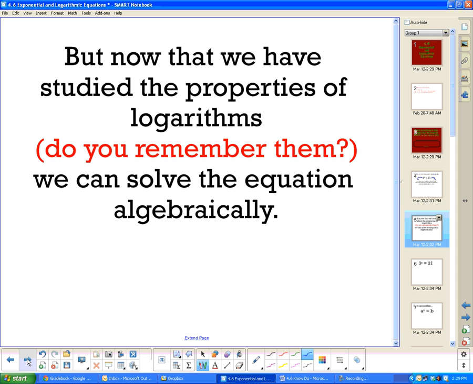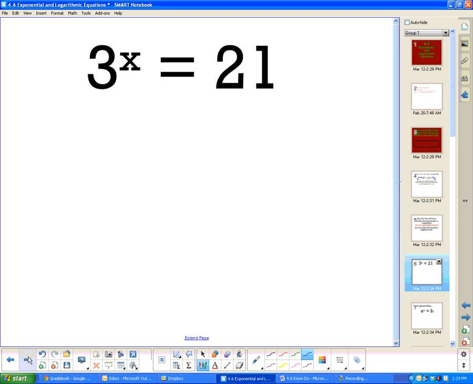So that's what this slide here says. Now that we've studied the properties of logarithms, we can solve this equation algebraically. So why don't we go ahead and tackle it? And to solve this algebraically hinges on using condition 2 of the definition of one-to-one. And we use that to do some solving, but it's a very powerful statement for us.